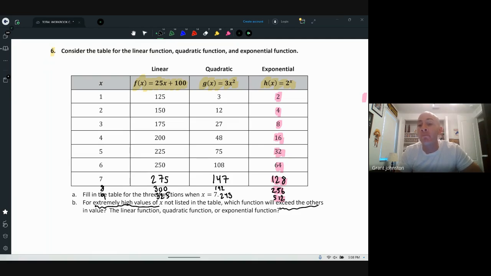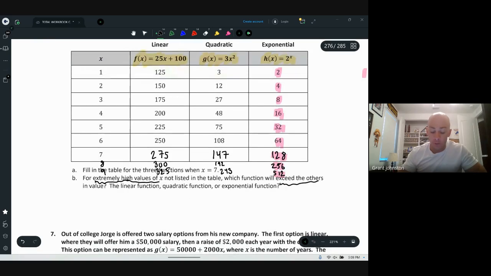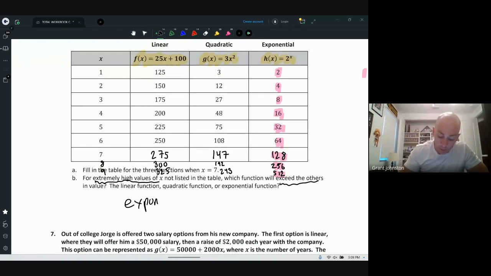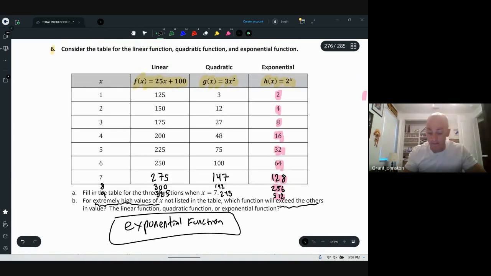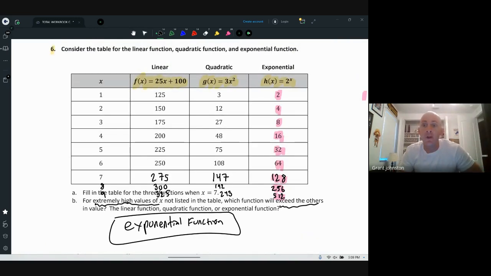Now, the quadratic's growing pretty fast, and it's going to exceed the linear function, I'm sure, but it's not going to mess with the exponential function. That exponential function is going to grow. So which function will exceed the others? The exponential function. And even if you wanted to, you could just plug in a large number for x. You plug in 15 or something and see how much bigger the exponential function is than the linear and the quadratic. So keep that idea in mind.